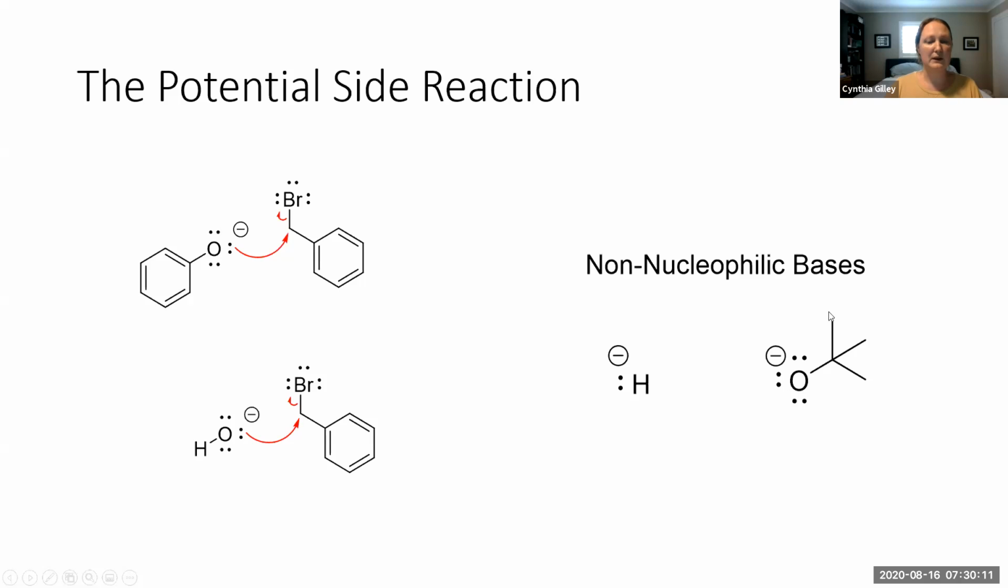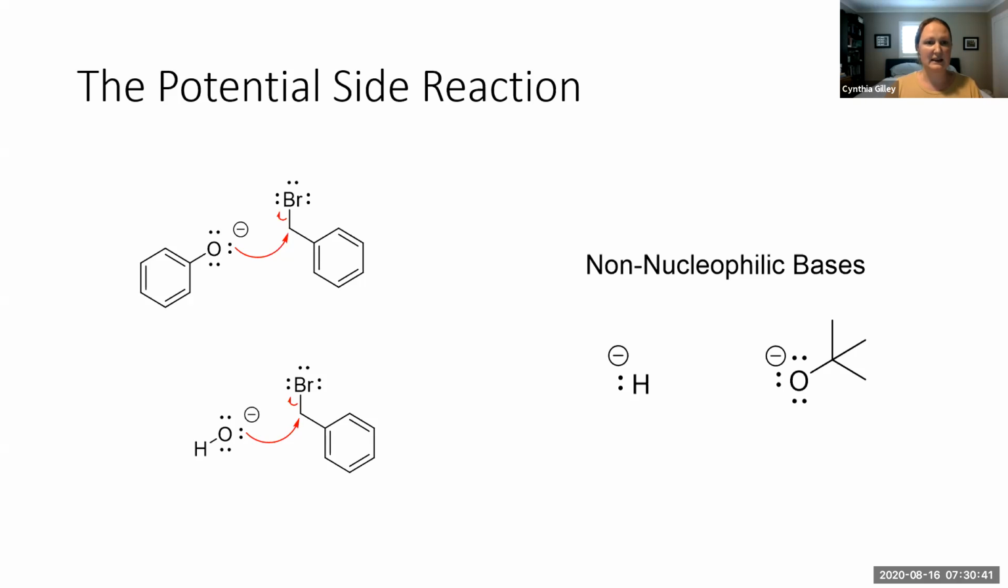Another good non-nucleophilic base is something like potassium tert-butoxide. That contains a bulky tert-butyl group, which prevents the nucleophile from being able to do backside attack in an SN2 reaction. So if we had used one of these non-nucleophilic bases, the side reaction of the base acting as a nucleophile would be shut down. However, we're not doing that for multiple reasons.